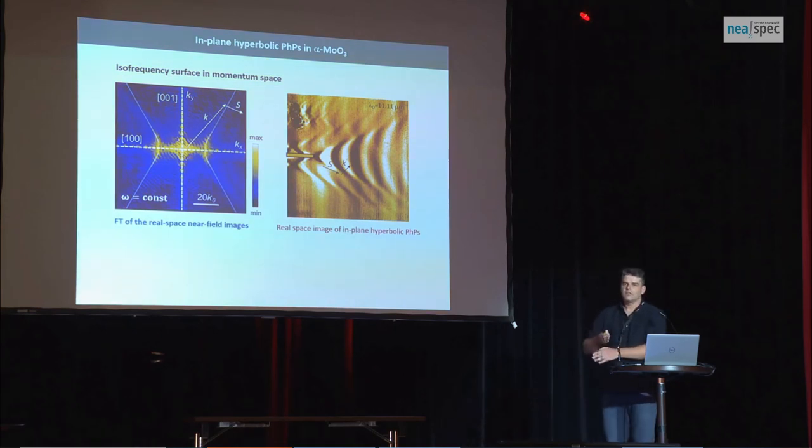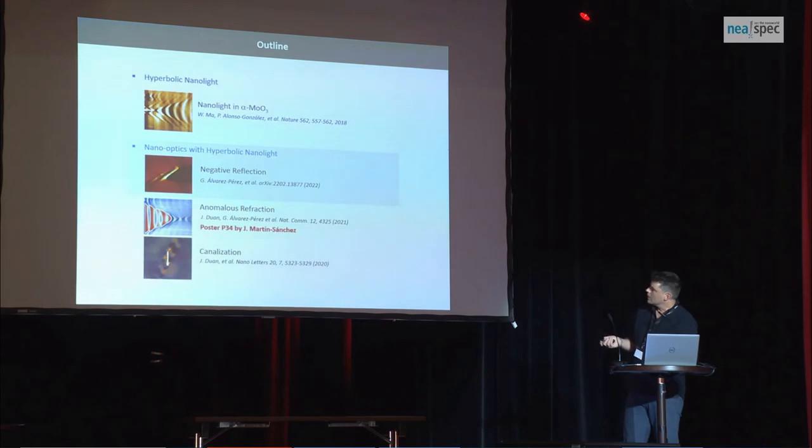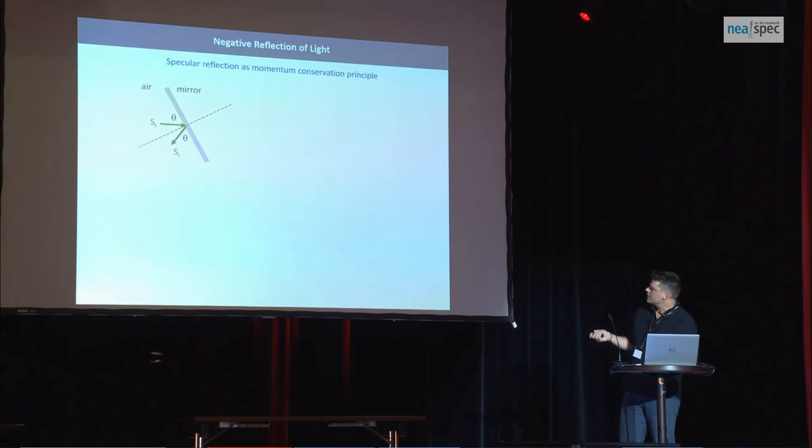Okay, this is not the standard wave that we study at the university in the optics lectures, okay? It's completely anisotropic. So what does this mean for the most fundamental phenomena like reflection or refraction? This is what I wanted to show you here, that they are quite exotic effects.